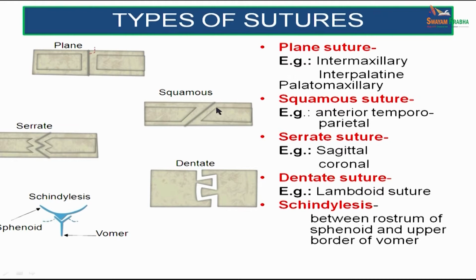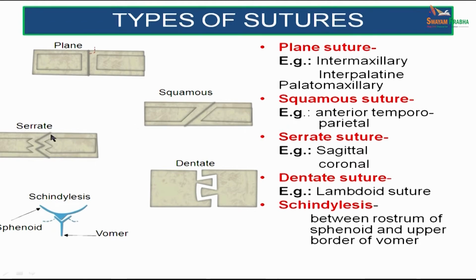Then we have the squamous suture. A squamous suture is when the opposing surfaces of the bone are sloping. Then it forms a squamous suture. Example, the anterior parieto-temporal suture.